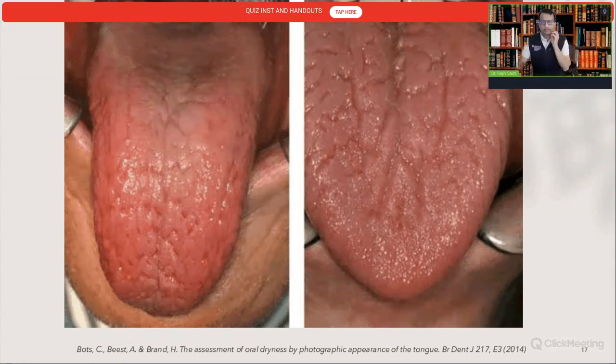It's a clinical picture of a xerostomic tongue, and you can see that the grooves and fissures of the tongue are so prominent, and it all happens because of the dryness. So it's a true clinical picture of how xerostomia can look in a clinical setup.